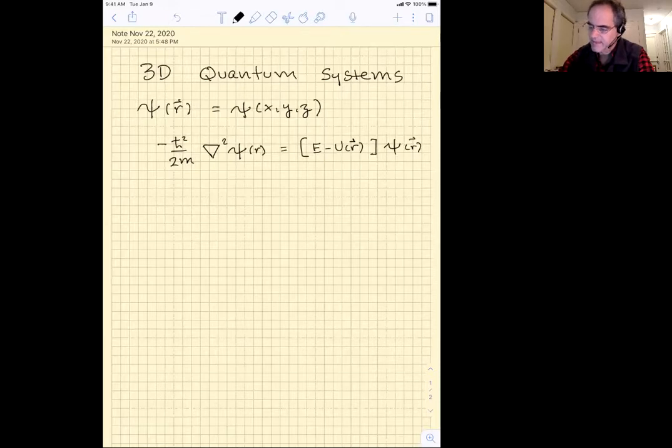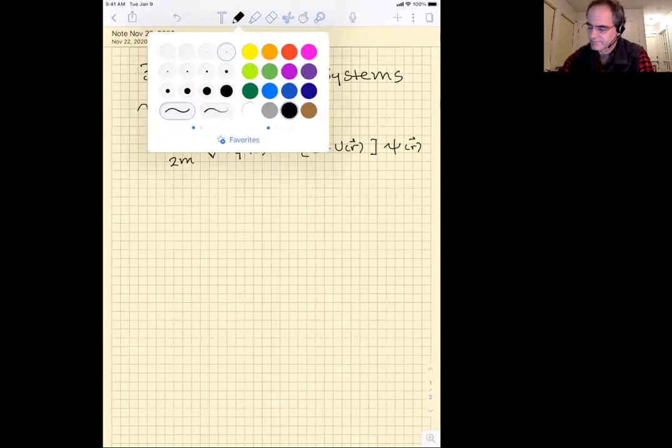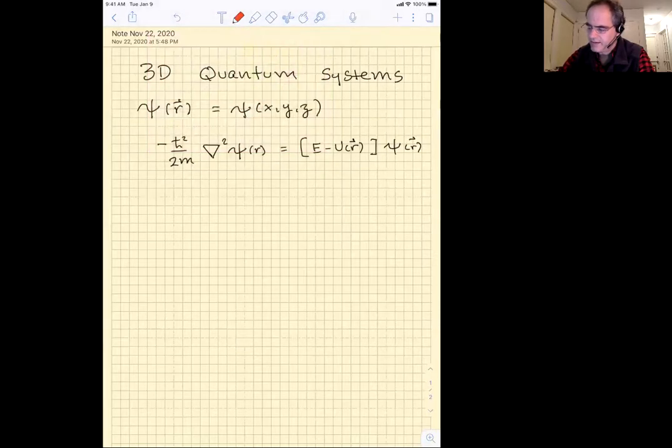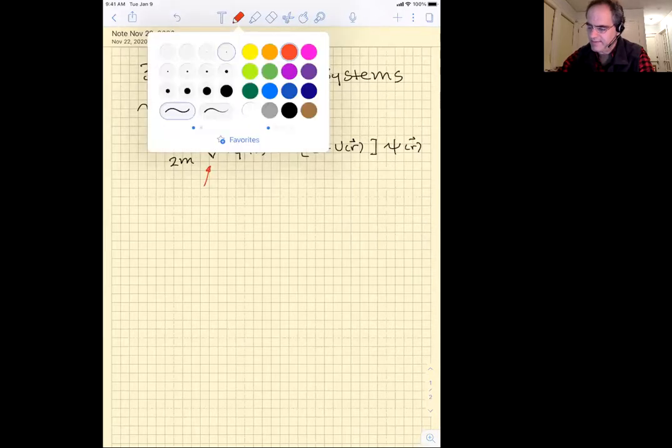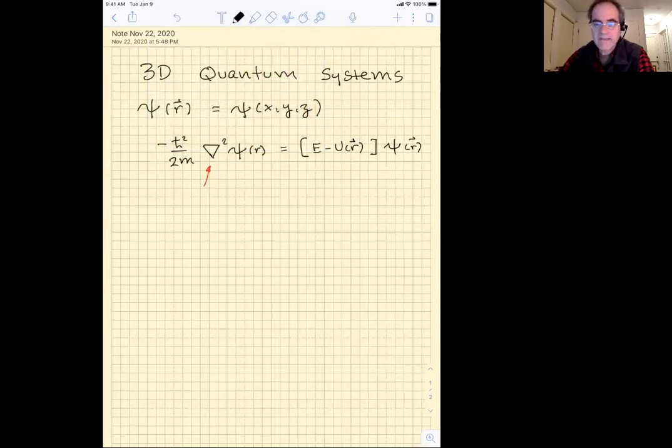Okay? And here, the del squared operator has a specific meaning. It's the second spatial derivative. And if we write it out in Cartesian coordinates, it looks like this: second derivative with respect to x plus second derivative with respect to y plus second derivative with respect to z. And then in this case, it's acting on psi. Okay?